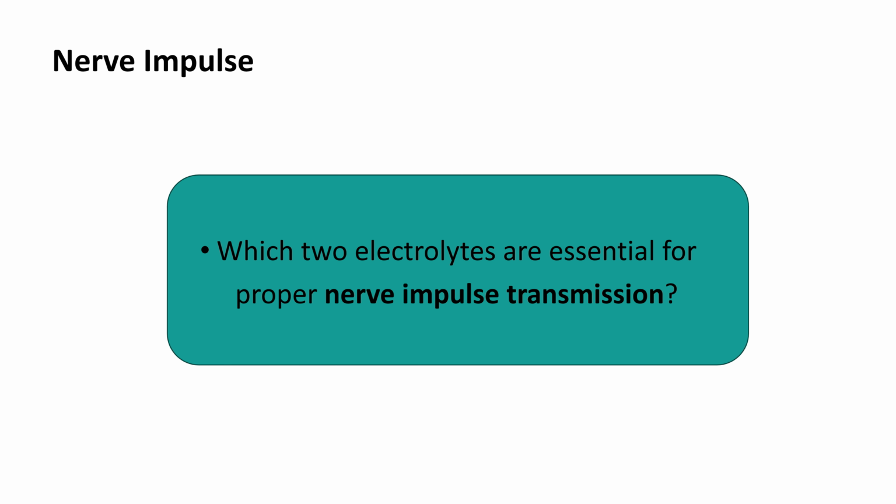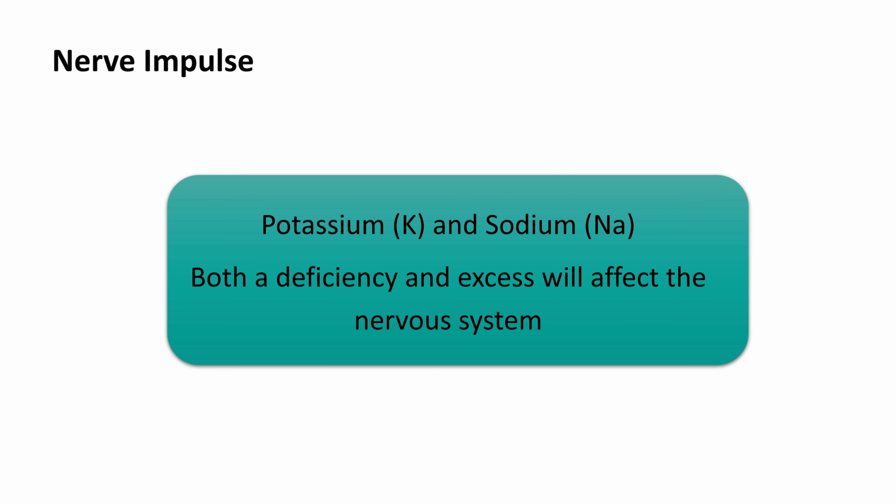Which two electrolytes are essential for proper nerve impulse transmission? These are two important electrolytes to know. Your potassium and your sodium. So both a deficiency and excess will affect your nervous system. Okay, don't forget that. Two important electrolytes, your potassium and your sodium.